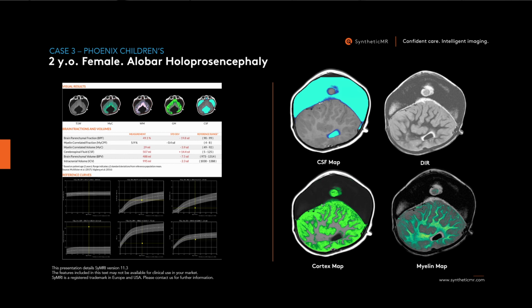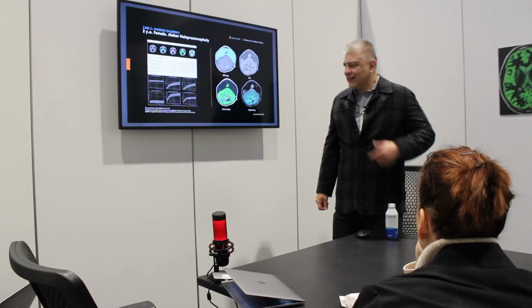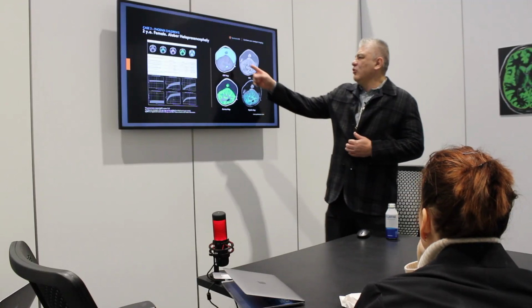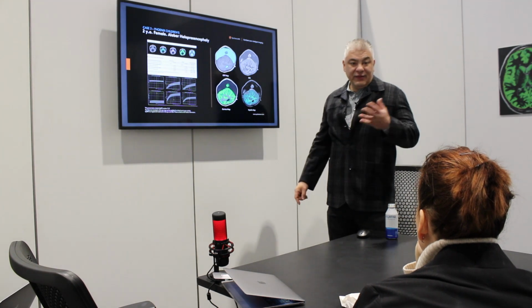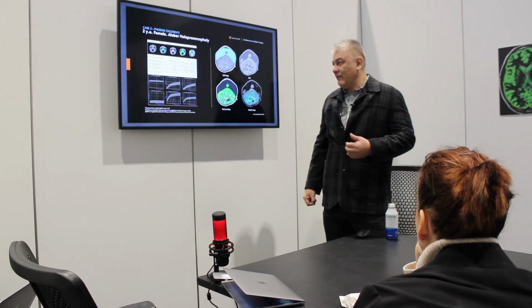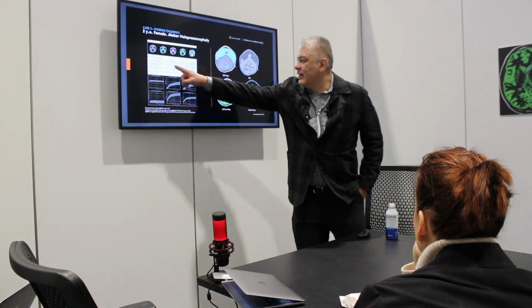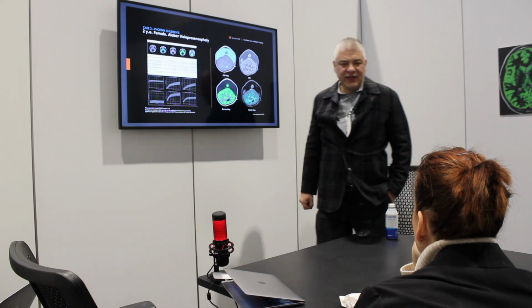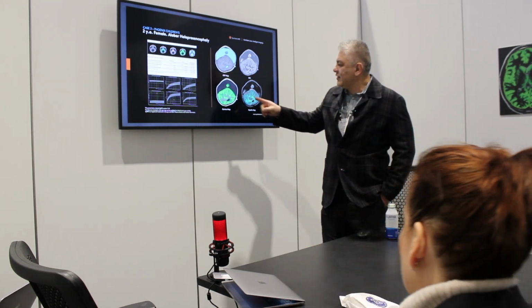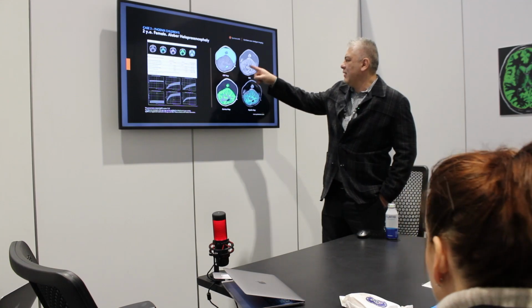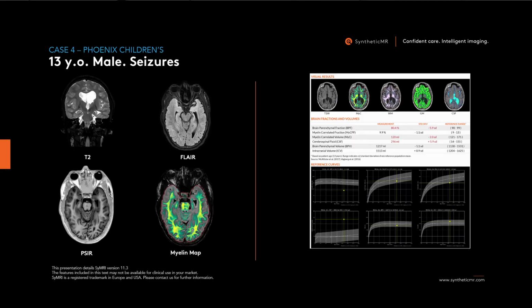Next. This is a 2-year-old female with lobar holoprosencephaly. We are able to follow how much CSF is accumulating, which is great, and assess the progression of the brain volume. But we can also see that the myelin-correlated volume is 40 standard deviations below. So all these areas that don't look like a big problem in conventional images are significantly decreased in myelin globally. The brain has a significant decrease of global myelin.